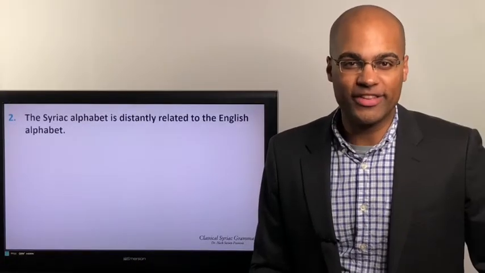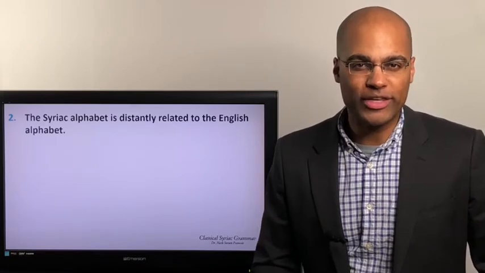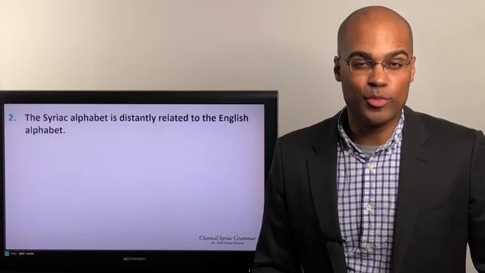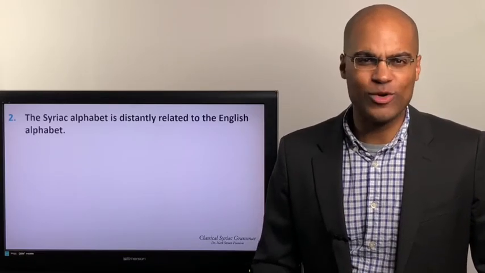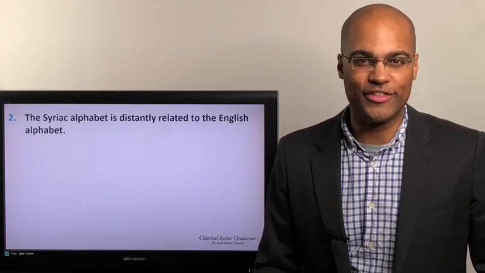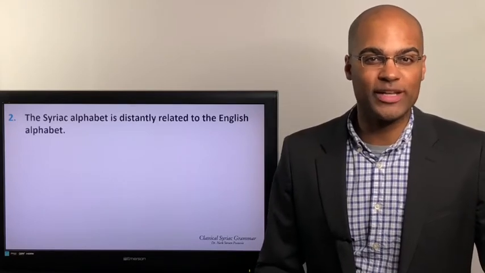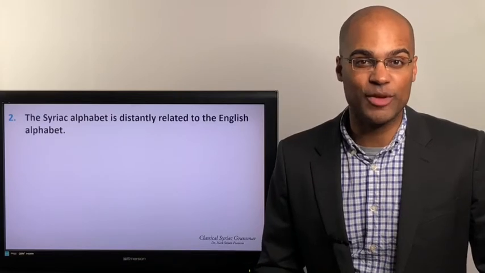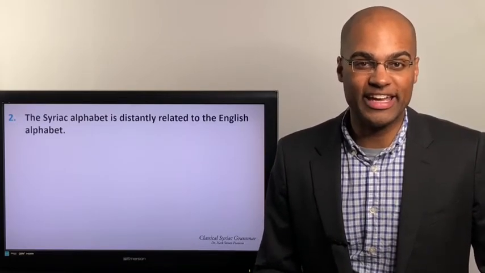So the second important thing to know about the Classical Syriac alphabet is that the alphabet that we use in Classical Syriac is actually distantly related to the alphabet that we use today in English. Now that might seem surprising or a little bit unbelievable because these alphabets seem so different from each other. However, when we trace their origin back to where these alphabets originally came from, we can see that there's actually a distant relationship between the Classical Syriac alphabet and the alphabet that we use today in English.